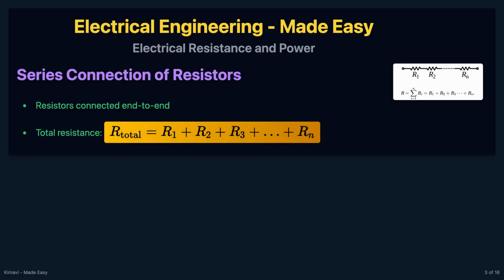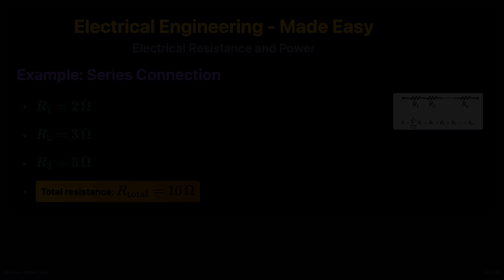When resistors are connected end-to-end, they are said to be in series. The total or equivalent resistance of resistors in series is the sum of their individual resistances. The formula is given by R total equals R1 plus R2 plus R3 and so on up to Rn.